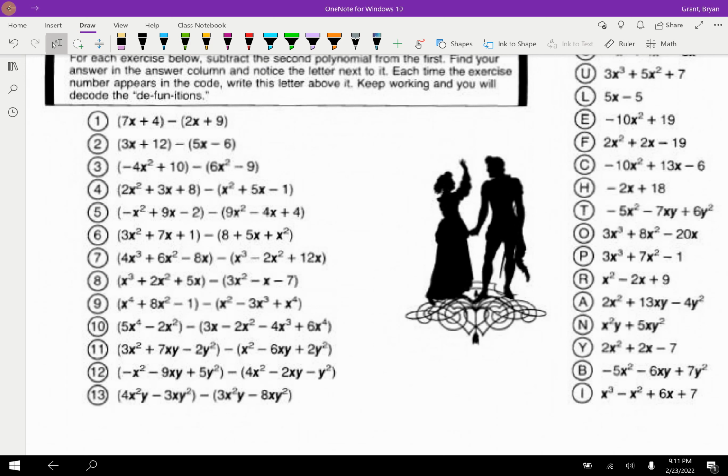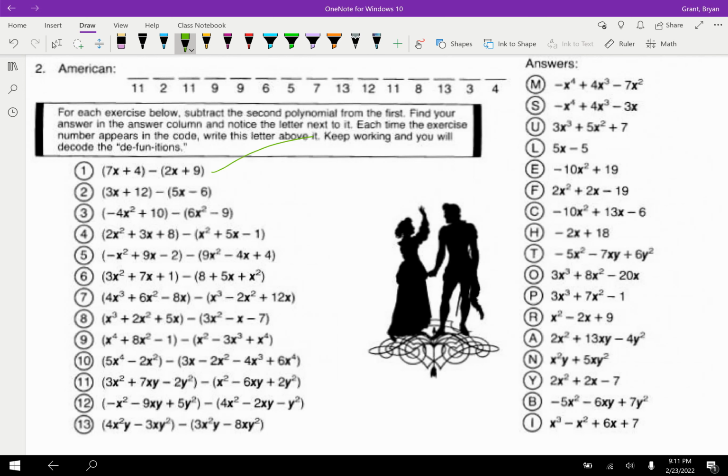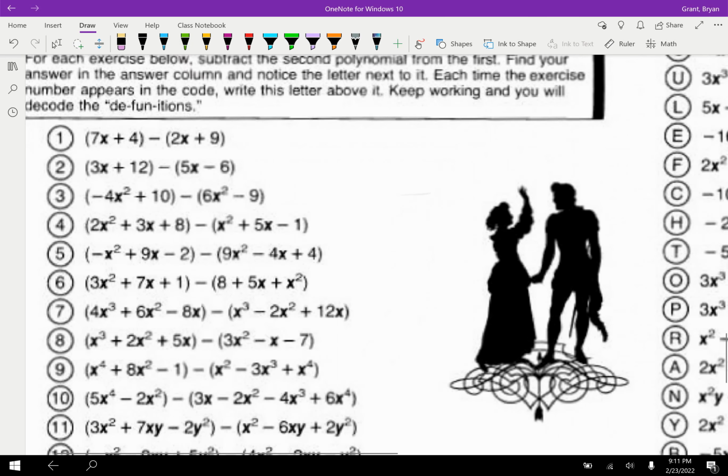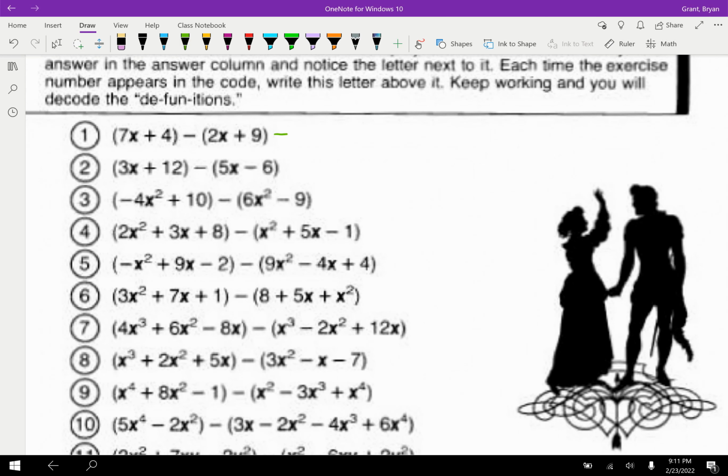Second, you need to write each of these without parentheses first. I do not just want you to go from 1 and just say, oh, it matches this answer over here. I need to see 2 things. First, I need to see this without parentheses. Pretend this is on the back. This would be 7x plus 4 minus 2x minus 9. The negative has to distribute to both.